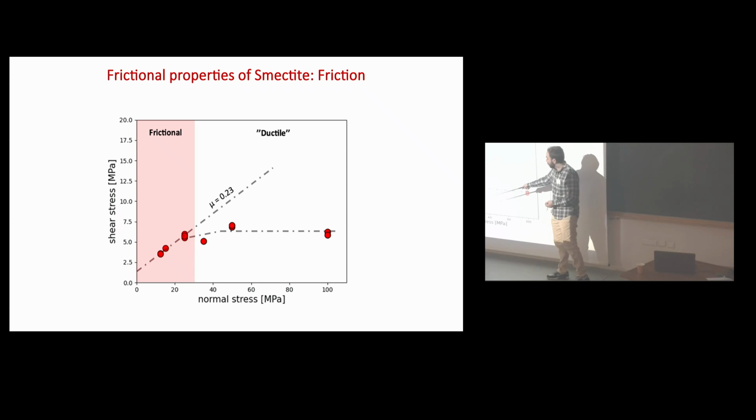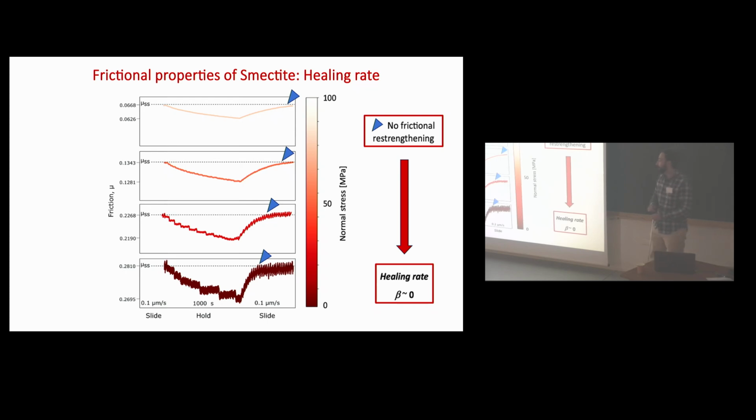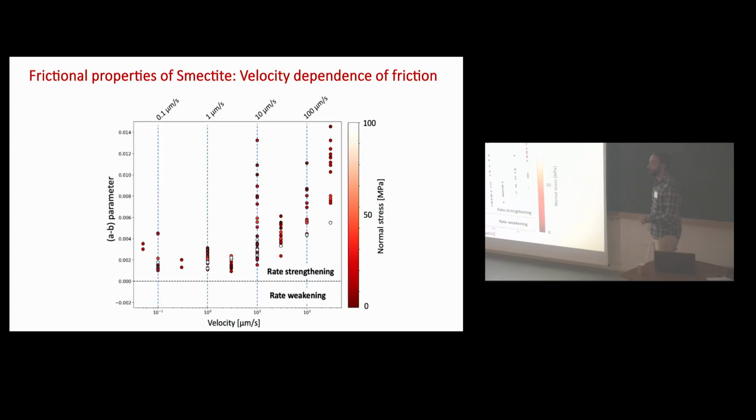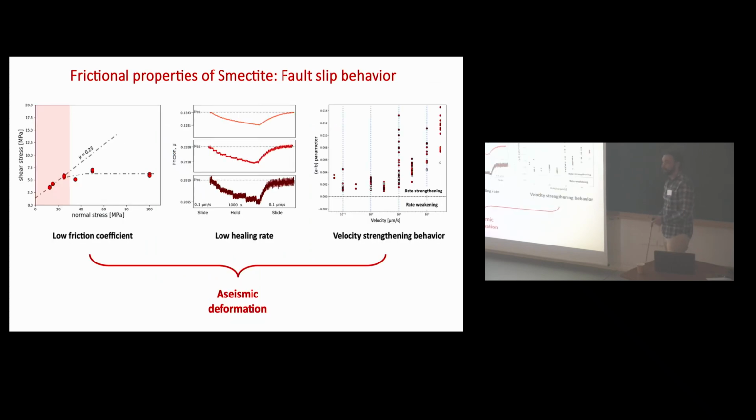Above 35 MPa of normal stress, it behaves in a ductile way. It shows a null healing rate. In fact, for all the normal stresses tested, from 5 to 100 MPa, we did not observe any frictional strengthening upon reshear. And furthermore, it is strongly velocity strengthening, with positive values of a minus b that increase with increasing sliding velocity. So, all these data together point to an aseismic deformation of smectite, which is coherent.